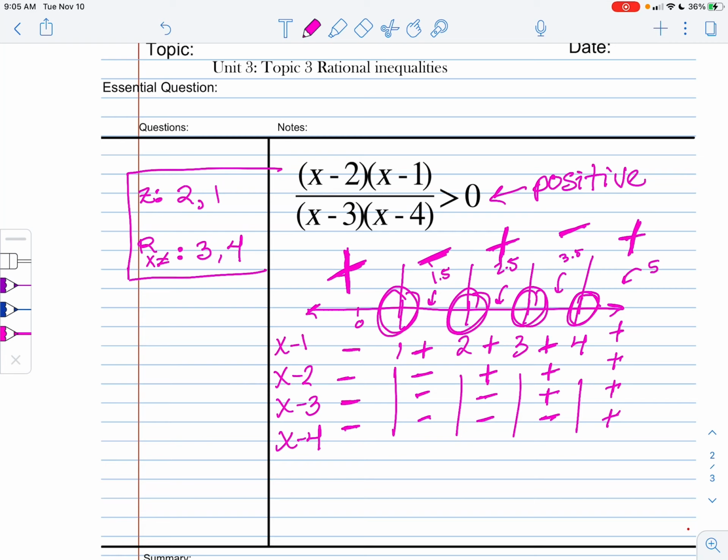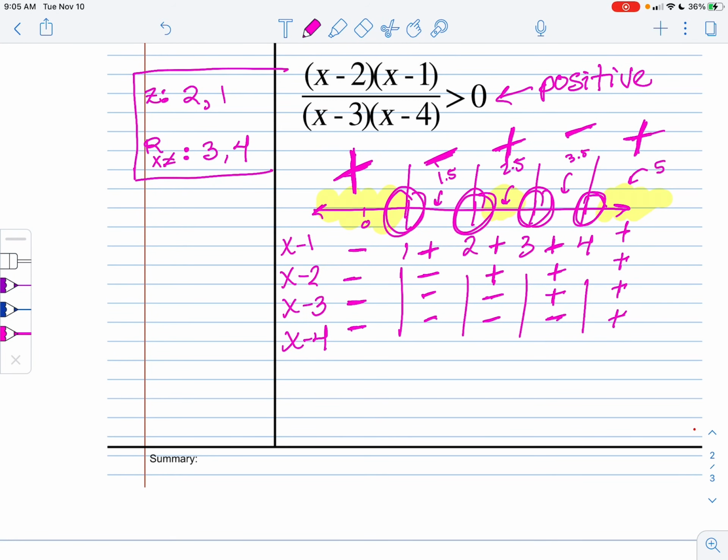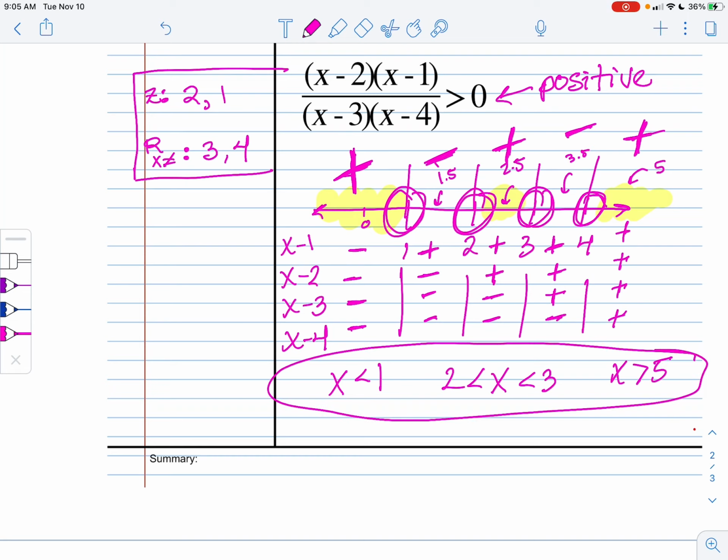negative, positive. Okay. All right, now this time I'm going to do it right. I want those positive pieces. Now I need to write my answer. So this answer is all x's less than 1. This one is those x's between 2 and 3. This last one is x's greater than 5. This is your answer. Okay, all that work just for this answer.